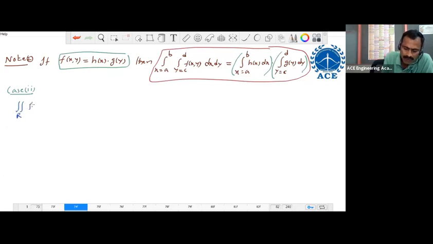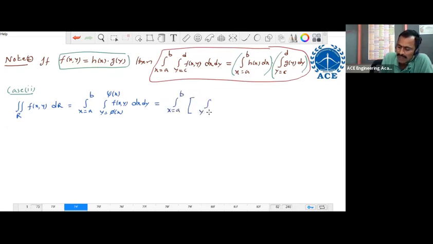Double integral over R f of x comma y dr equals integral x equals a to b, integral y equals phi of x to psi of x, f of x comma y dx dy, equals integral x equals a to b, inside the brackets integral y equals phi of x to psi of x f of x comma y dy, and then dx.